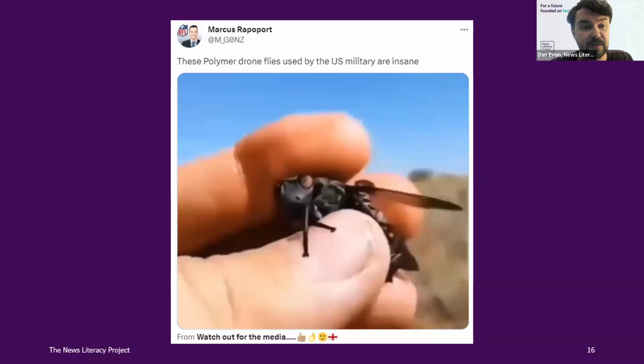But when you encounter a claim like this online and you see the caption first, you're primed to believe it. You see this is a polymer drone from the military, and then you watch the video and you're primed to see that as real. So when we remove the frame and just view the content as itself, we can make our own conclusions before we can be influenced by these people who are spreading falsehoods.